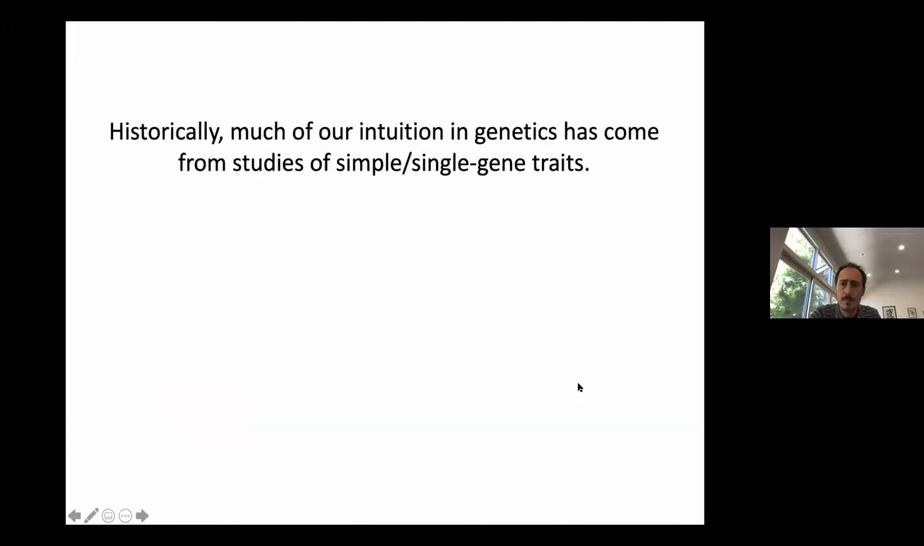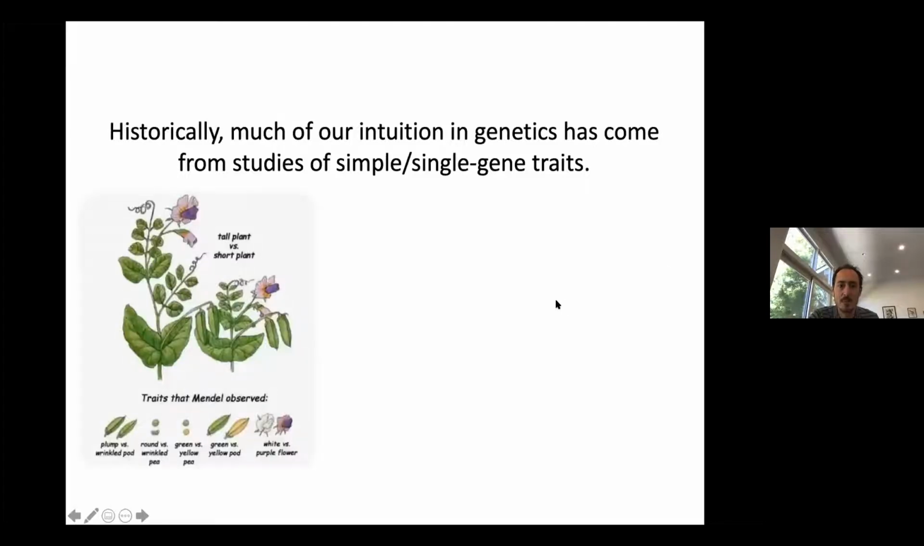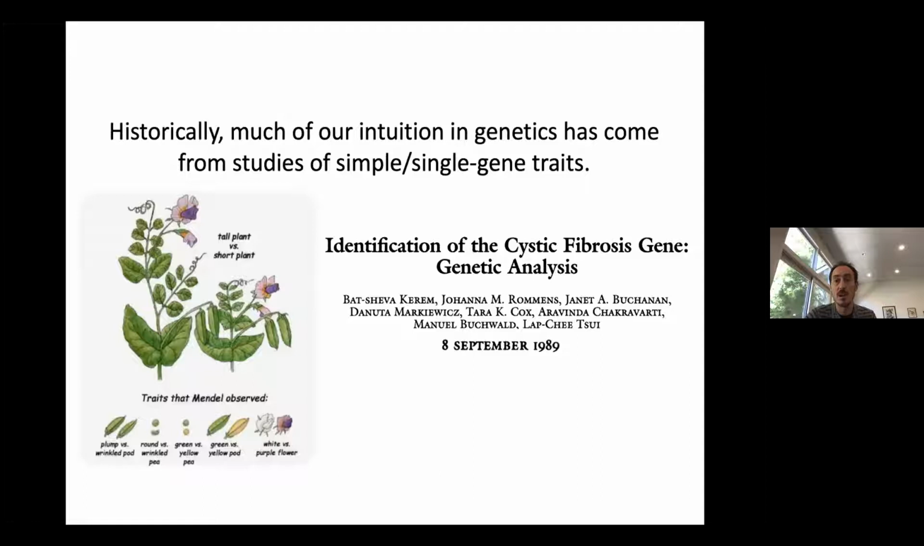So historically, if we think about our intuition in genetics, a lot of this has come from studies of simple and single gene traits, even going back to the 19th century with Mendel's work. Of course, one of the huge strokes of luck or genius that Mendel had was that he stumbled across these traits that followed simple Mendelian inheritance patterns. Of course, in humans, there's actually very few common traits that follow simple Mendelian inheritance patterns. Some of the traits that do, of course, are Mendelian disorders.